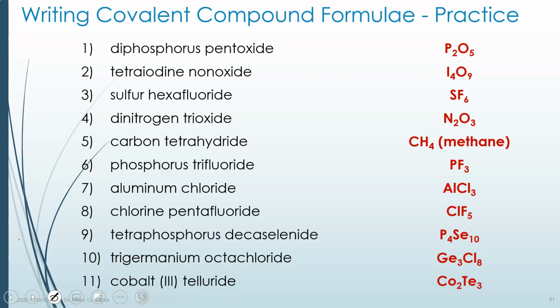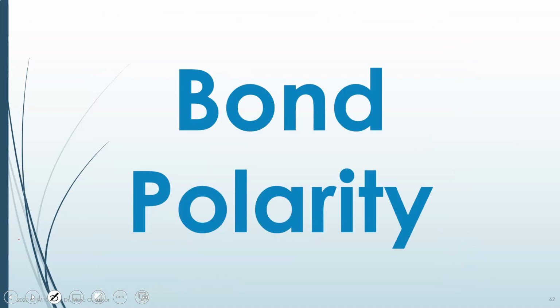And you'll notice number 5, carbon tetrahydride. The common name for this is methane. This is the active ingredient in natural gas. Most of natural gas, more than 90% of natural gas, is CH4 or methane. Methane is the correct name, but for the purposes of nomenclature, always use the IUPAC-derived nomenclature names. And with that, we'll stop.